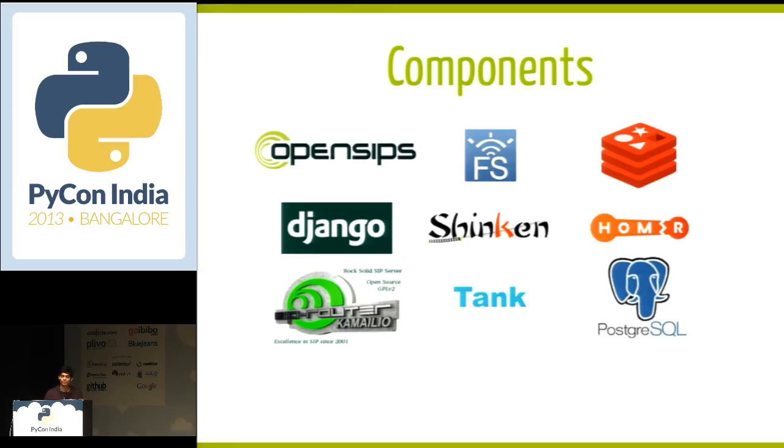Shinken is a monitoring tool, and Tank is a tool written on top of Shinken, which uses Shinken events to trigger failover and spawn instances and failover to a different zone on AWS and stuff like that. Tank is written in Boto. We have events from Homer, which is a SIP capture tool. Homer basically captures all call flows. It will show you a brief detail of how the call went along with the SIP packets, and we use Postgres as our DB.